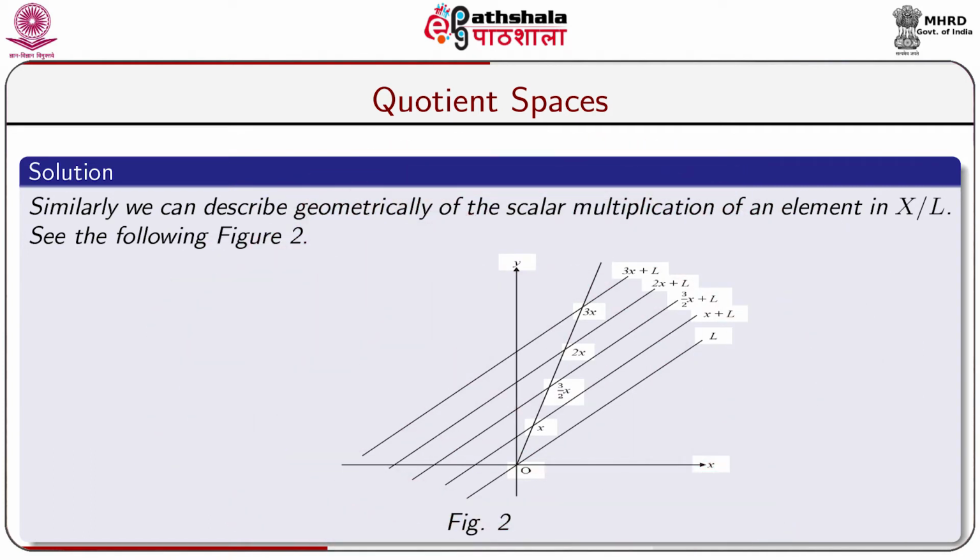Similarly, if we take a point 2x, we see that 2x plus L is a straight line passing through 2x and parallel to L. Similarly, if we take a point 3x, we see that 3x plus L is a straight line passing through 3x and parallel to capital L.